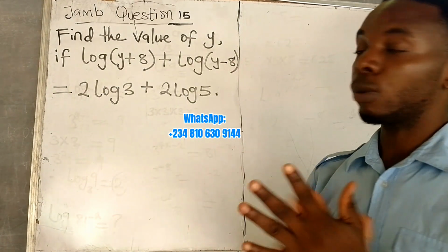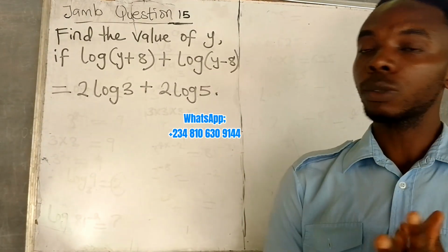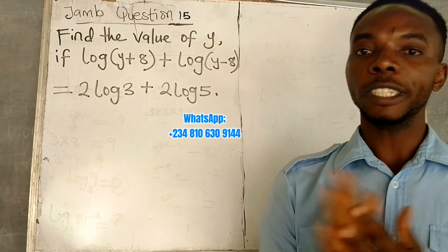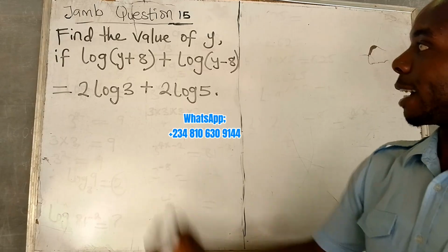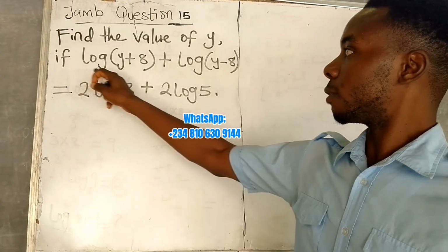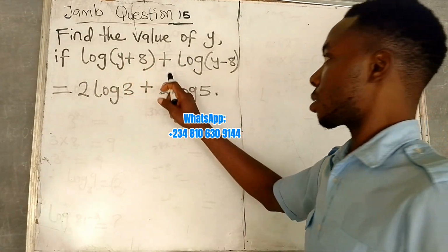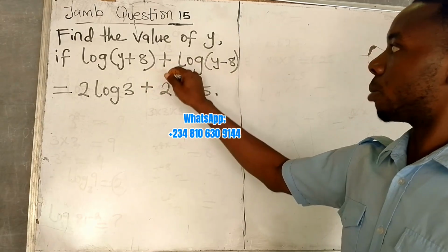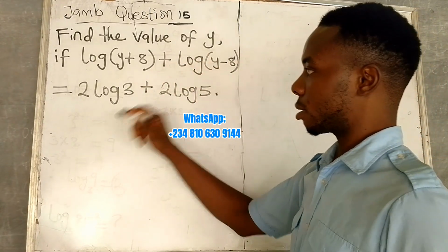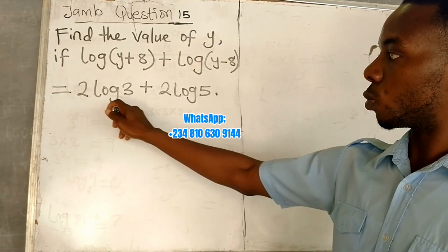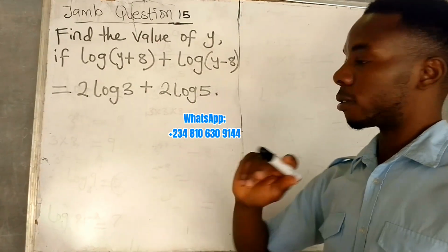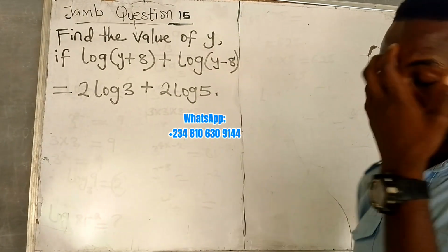Now we'll be talking about question 15. This question has to do with logarithm. It says, find the value of y if log (y + 8) plus log (y - 8) is equal to 2 log 3 plus 2 log 5.